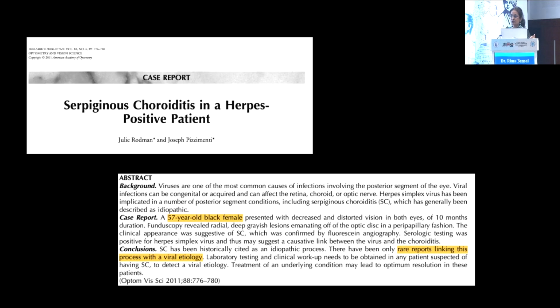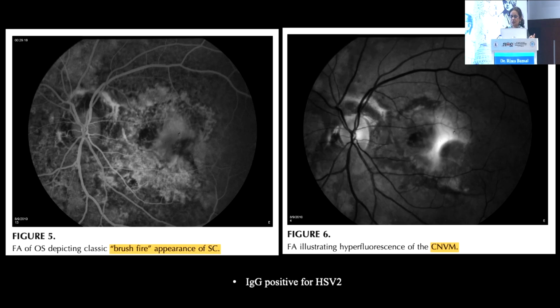And another case report of a viral etiology causing serpiginous choroiditis, where this was a 57-year-old black woman, because the authors felt there is a link of viral etiology with this entity, and this is what they found: a typical brush fire appearance of the serpiginous choroiditis, which was also complicated by a choroidal neovascular membrane.